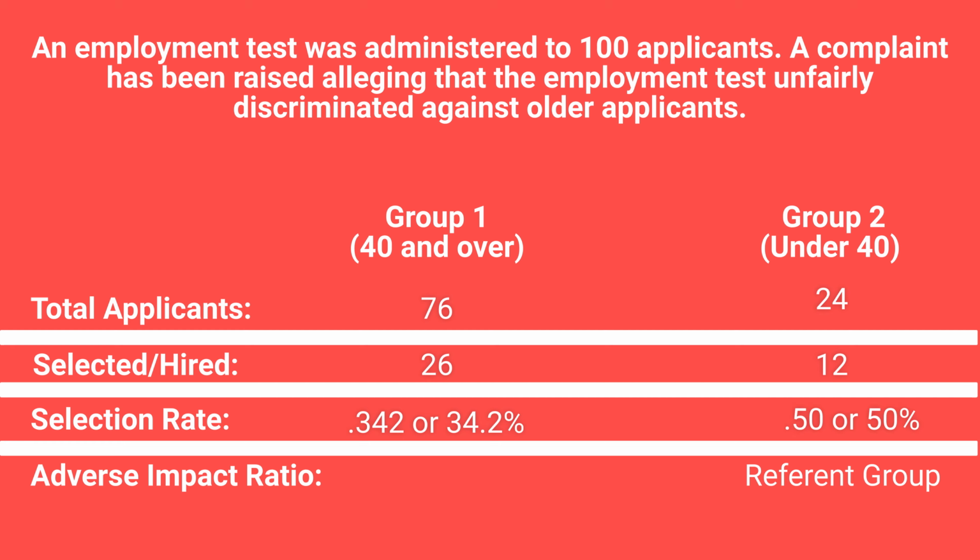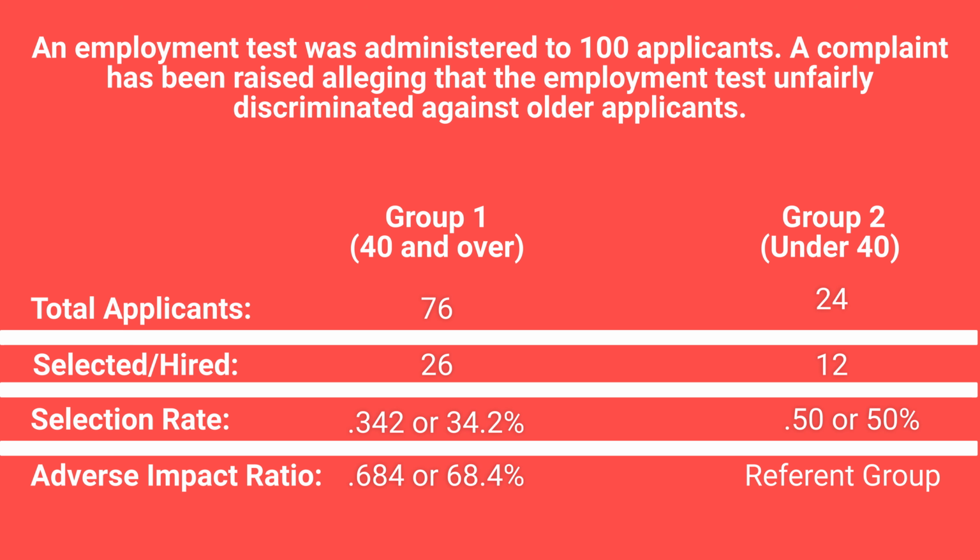Now that we have the selection rate for each group, we will calculate the adverse impact ratio for Group 1. To do this, you will need to divide the selection rate of Group 1, which is 0.342, by the selection rate of Group 2, which is 0.50. This should give you an adverse impact ratio of 0.684 or 68.4%.